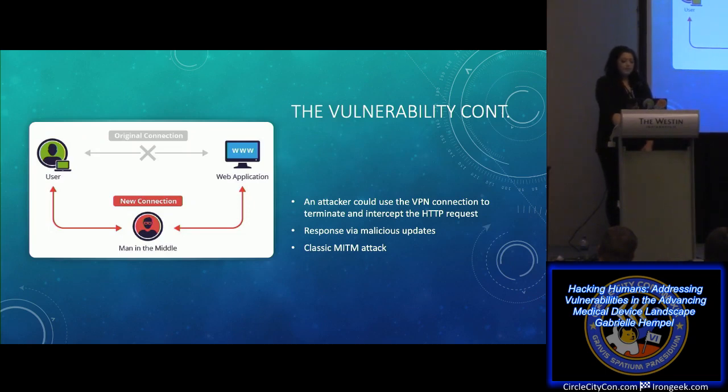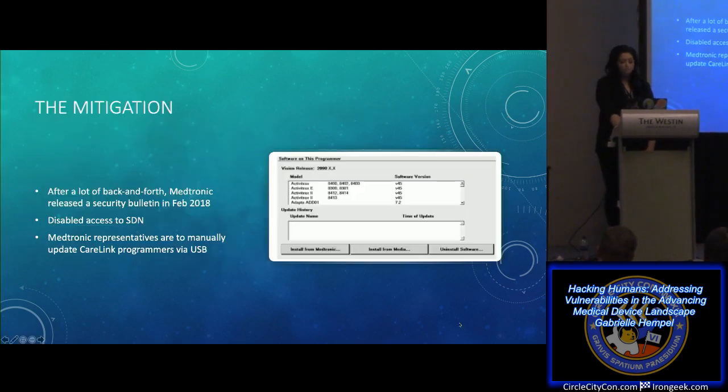This could be exploited if an attacker terminated the VPN and intercepted the HTTP request and responded with malicious updates via a man-in-the-middle attack. So in terms of mitigation, Medtronic disabled the network-based software update mechanism, including the VPN and HTTP sub-services. Users were instructed to obtain and apply updates via controlled USB dongles. It was also recommended that users minimize network exposure for all control system devices and ensure that they were not accessible from the internet.